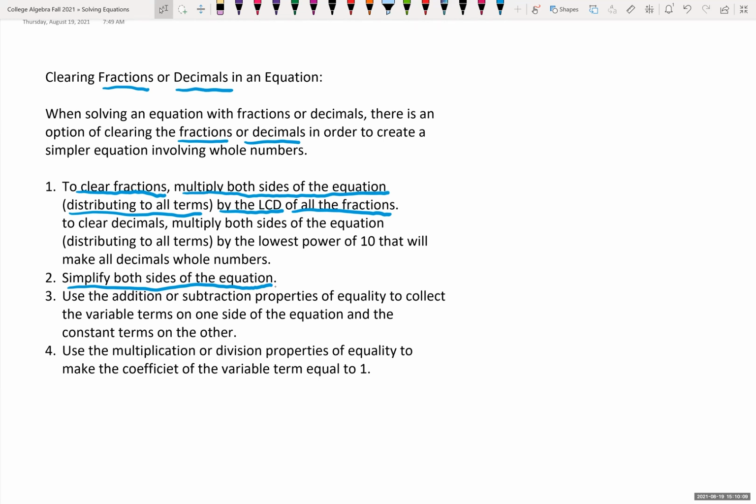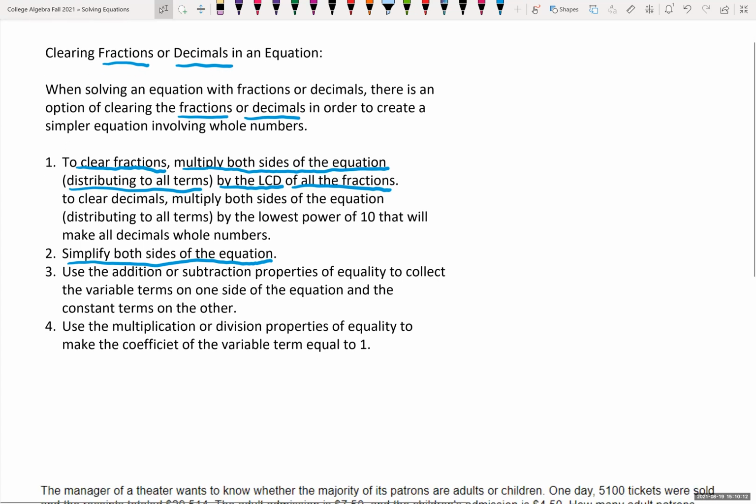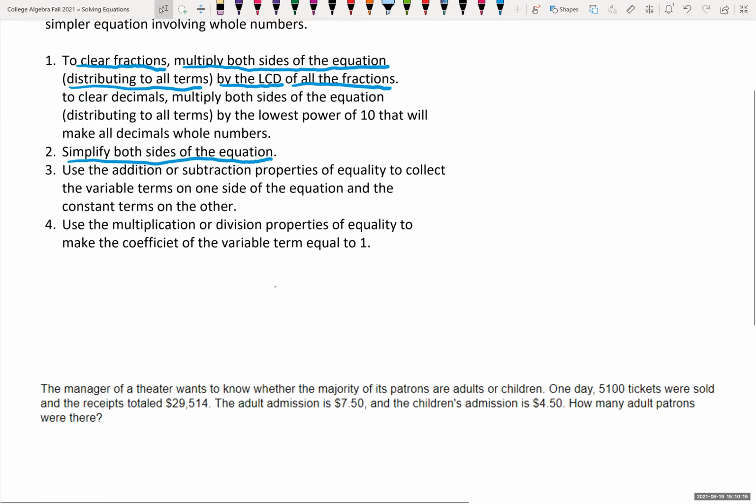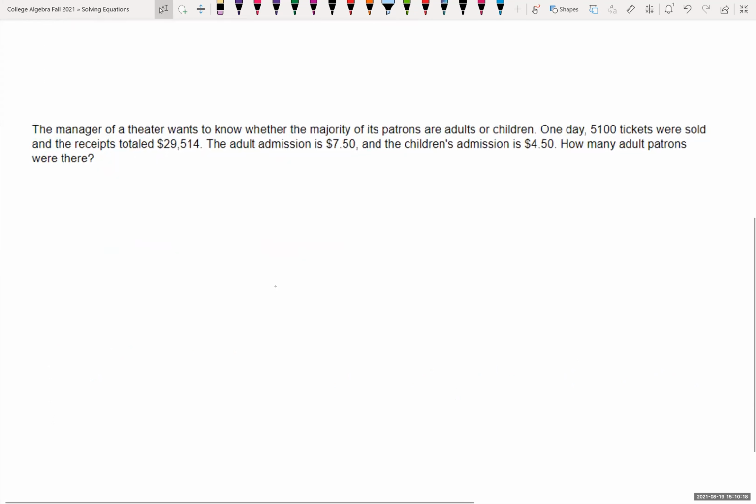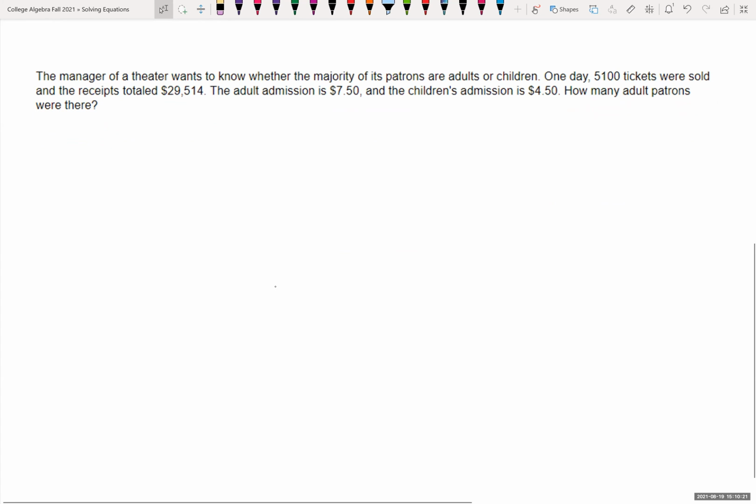So that was just a quick review of what we were doing. I have a problem similar to one you have on your homework, so let's go through this problem. It says the manager of a theater wants to know whether the majority of its patrons are adults or children. One day, 5,100 tickets were sold and the receipts totaled $29,514. The adult admission is $7.50 and the children's admission is $4.50. So how many adult patrons were there?